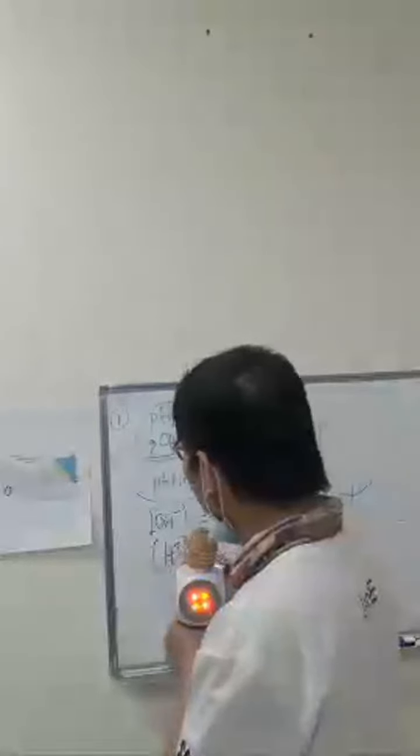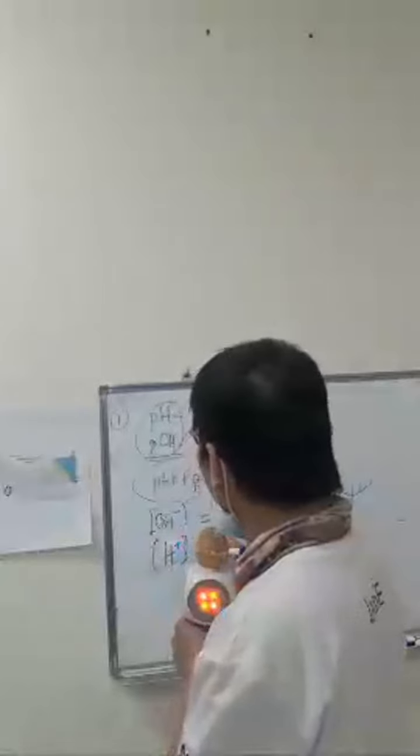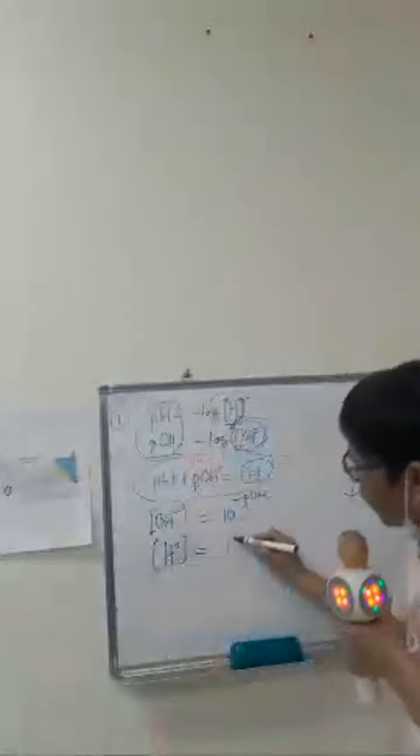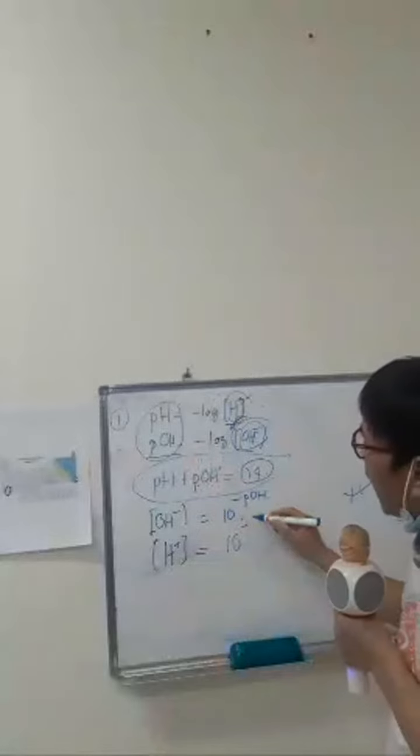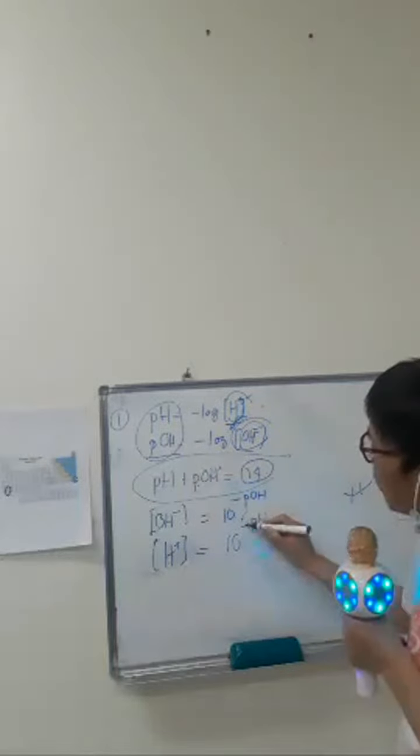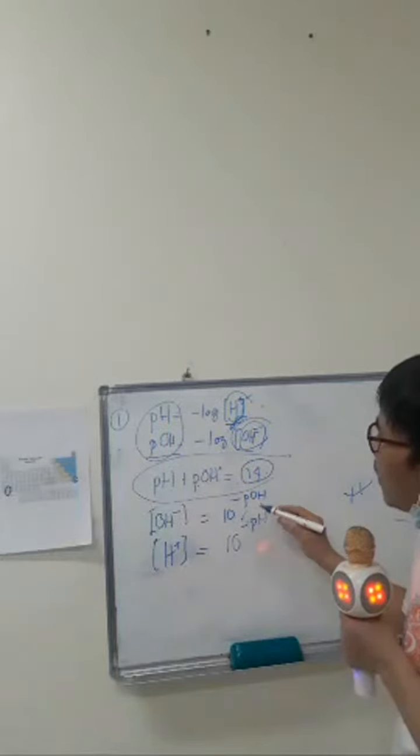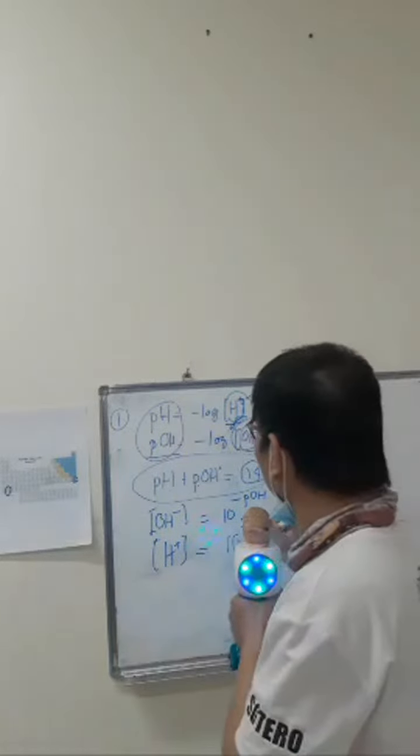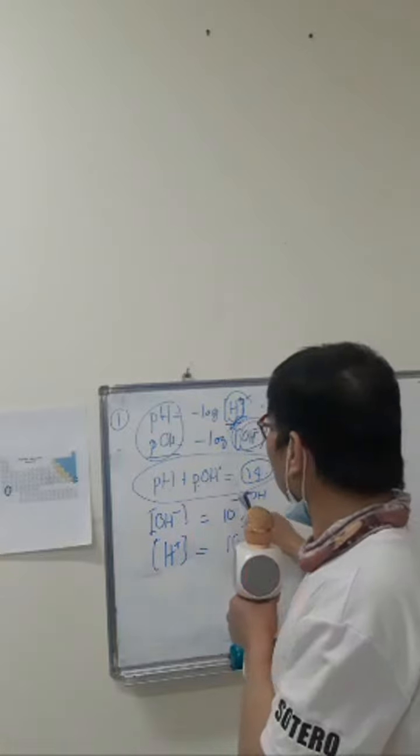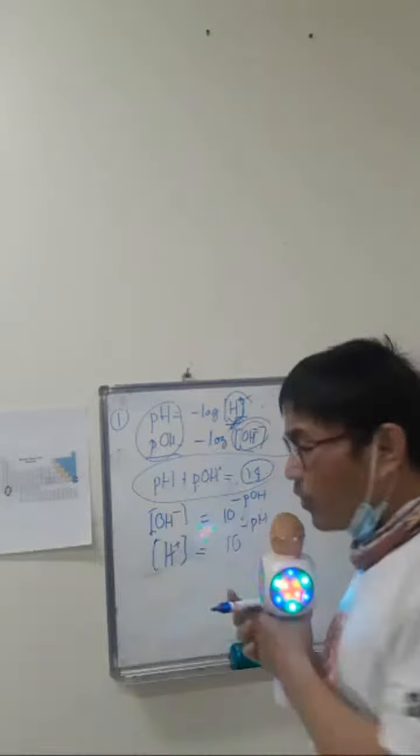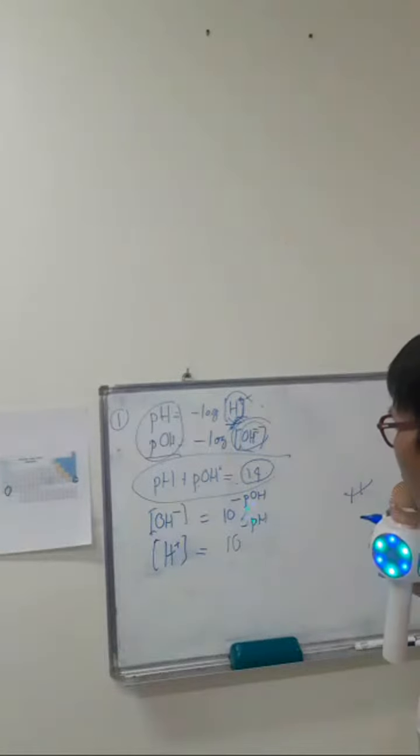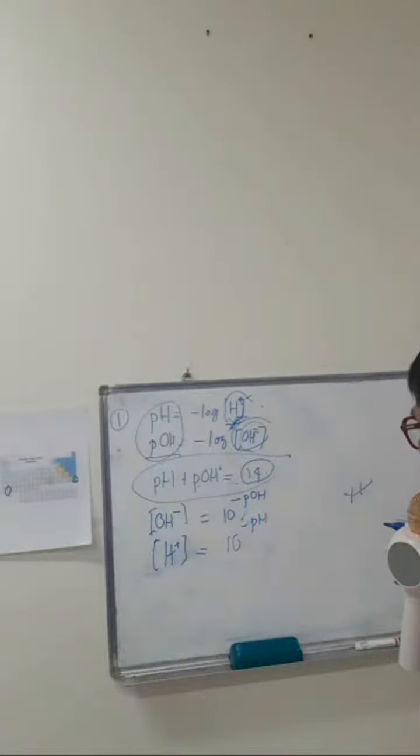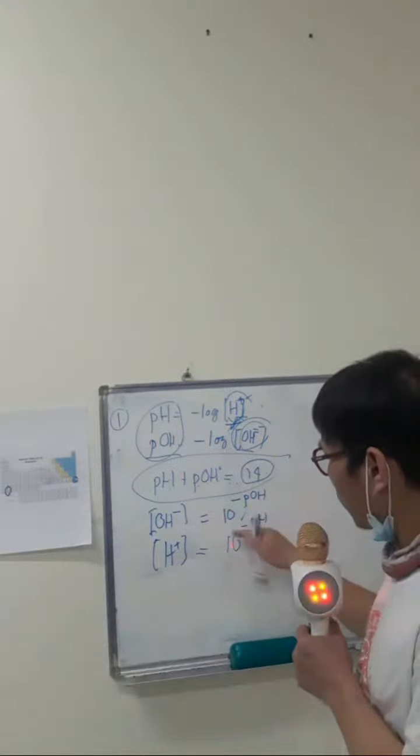The molarity of H positive, or the acidity strength, is 10 raised to the power negative pH. Take note, mga palangga, it is still negative. You get the point? So 10 to the negative pH, and 10 to the negative pOH. It should be positive pH and pOH, because positive to negative.